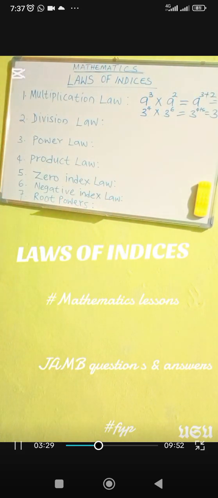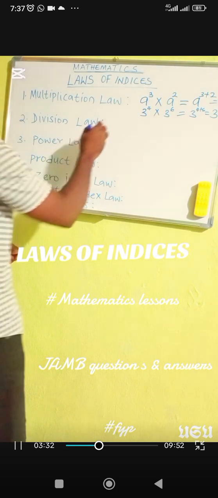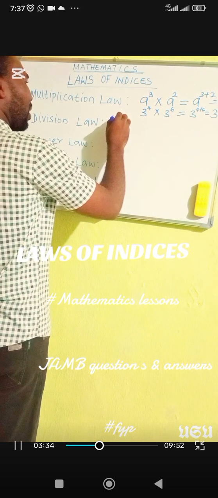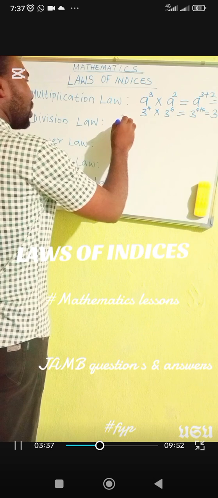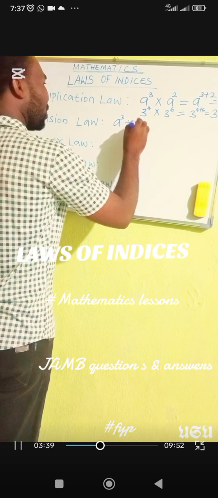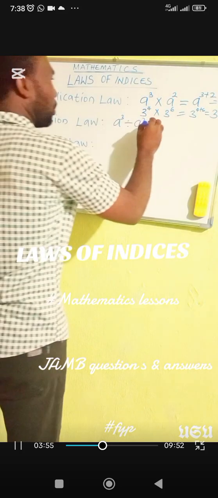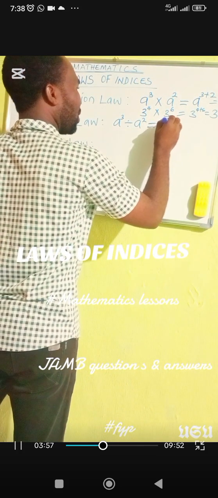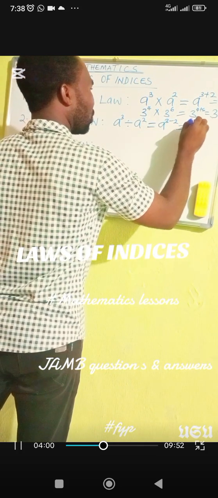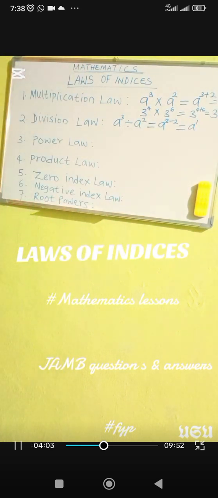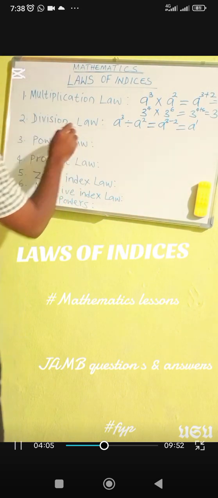Then let's come down to the second law, the law of division. The law says that when you have a raised to power 3 divided by a raised to power 2, if the numbers or alphabet are equal and you are dividing these numbers, what do you do to the powers? You subtract the powers. a raised to power 3 minus 2, which is equal to a raised to power 1. That is what this particular law is saying.